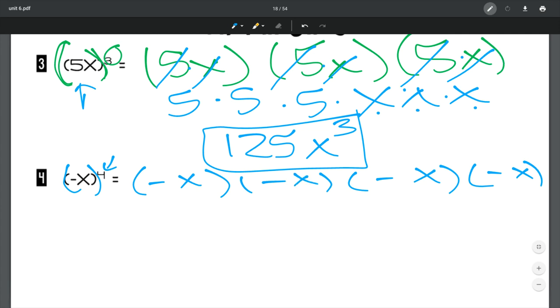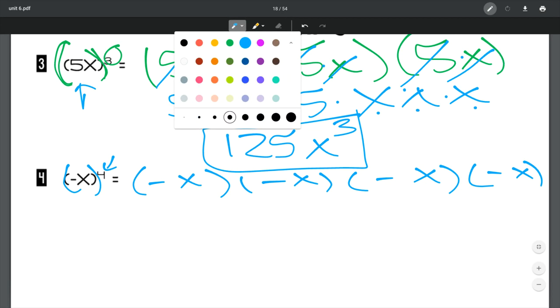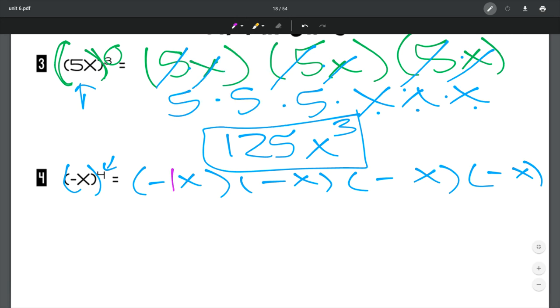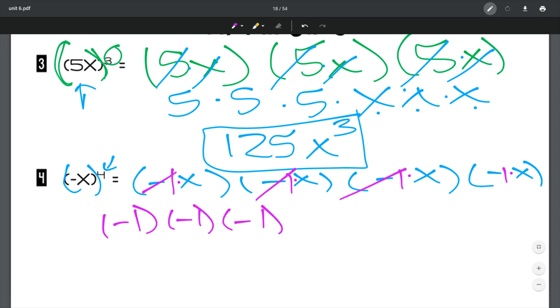And because we're working with negatives, it helps to use these parentheses. Something that I want to point out for you guys is this negative right here. It's not saying minuses. It's saying a negative 1 times x. Negative 1 times x, negative 1 times x, and negative 1 times x. So if we rewrite this, it would be negative 1 times negative 1 times negative 1 times negative 1, and x times x times x times x.